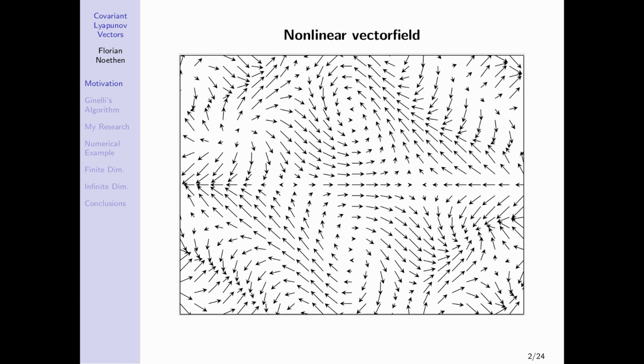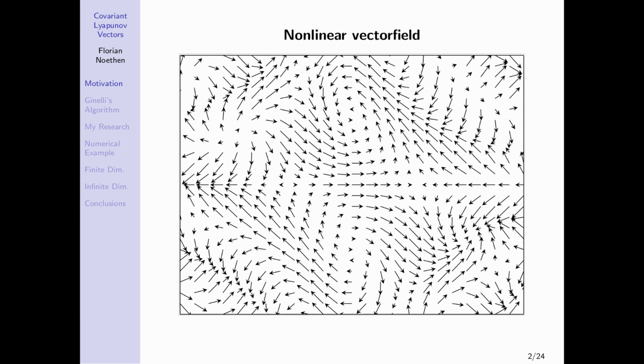If you've never heard the term covariant Lyapunov vectors, do not worry. During the next few slides I will explain the concept and the intuition behind covariant Lyapunov vectors. First of all, covariant Lyapunov vectors are objects in dynamical system theory, and for me a dynamical system is best depicted as the vector field.